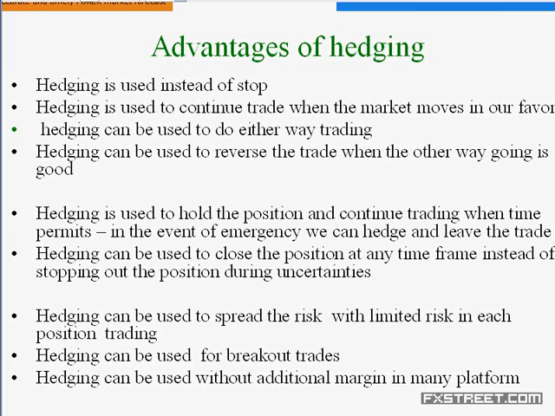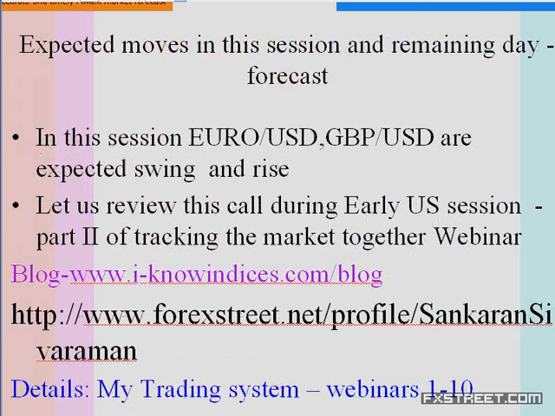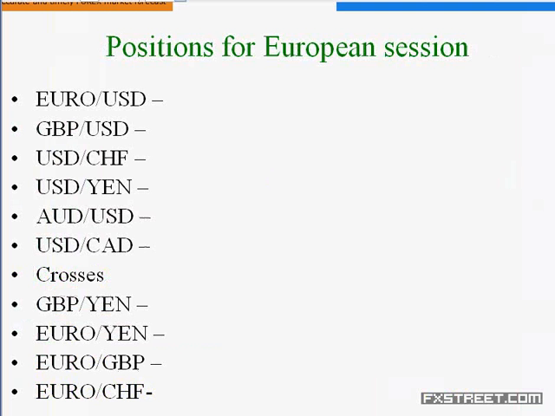Now, coming to the trading for today, based on these concepts, the forecast algorithm says that euro and GBP are expected to swing and rise during this session. So, what sort of trading can you do? Currently, you find that euro is trading around 1.3063 or 6264, and 1.3047 is the low.